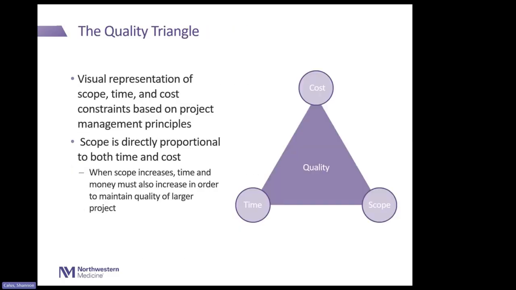So one way to view this initiative that we had started is through a project management lens. So this, if you're not aware, is the quality triangle. It's a visual representation of scope, time, and cost constraints for a project. And as you can see here in the 3 corners, cost, time, and scope are all proportional to each other. Scope is directly proportional to both time and cost. So when scope increases, time and money must also increase in order to maintain the quality of a larger project.